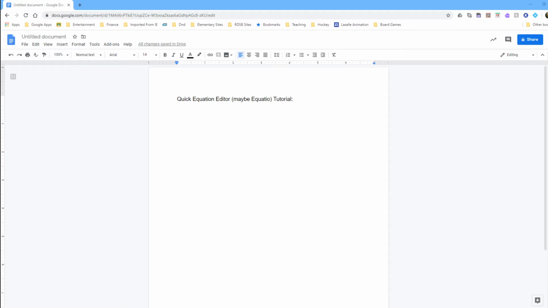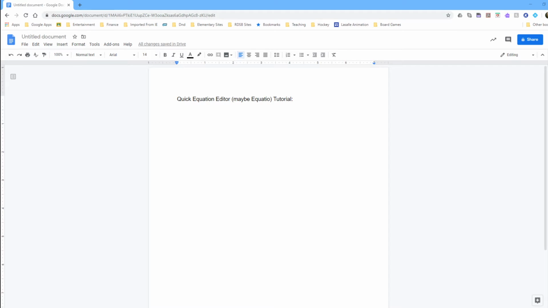Good afternoon. I am going to quickly start with a little tutorial on using an equation editor. Since more and more of our work is being done electronically, if you can get used to an equation editor, it does actually make typing equations a lot easier. And it's definitely nicer to mark because it's a little bit cleaner.